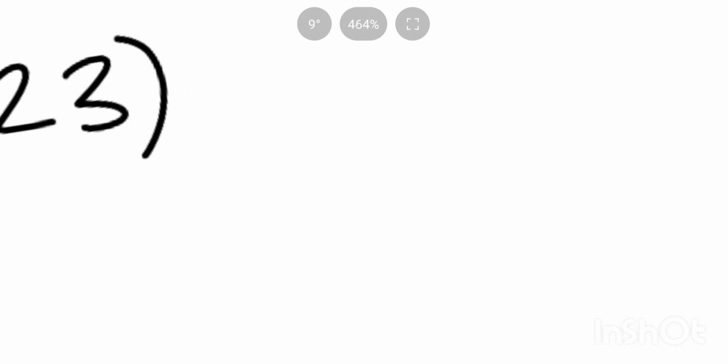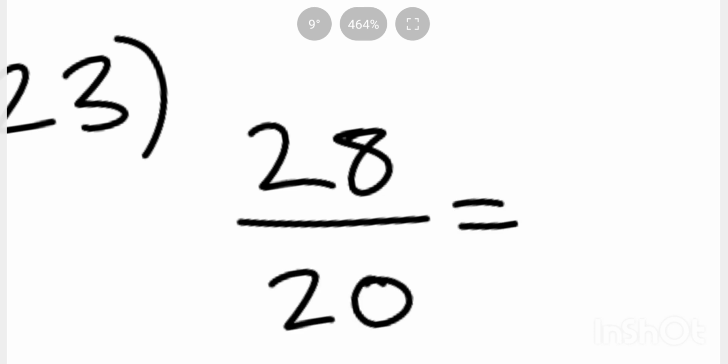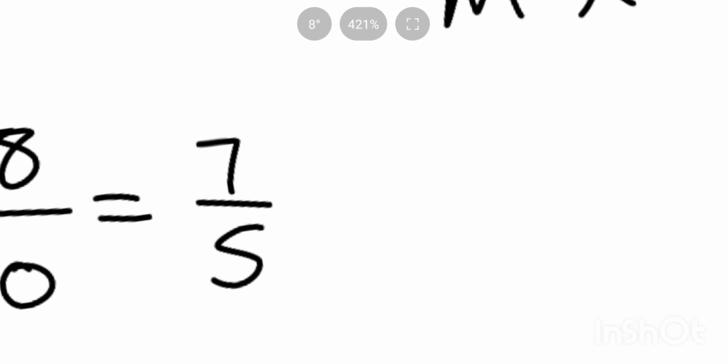So Lily's age in months would be, 2 years 4 months, so in months that would be 28 months, and Hugo's age in months would be 20. And then we have to simplify this fraction, so we can divide both the numbers by 4, so that would be 7 over 5, and that's the answer. Question 24.